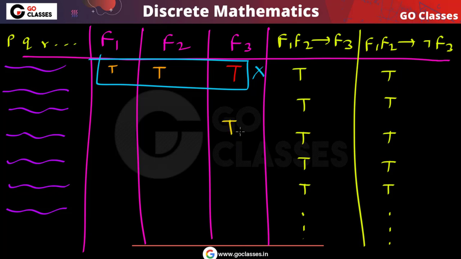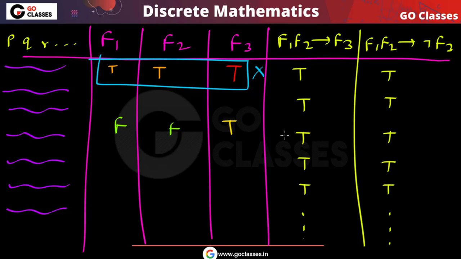So if f3 is true, then f1 and f2 can never both be true. You can never do this. So at least one of them must be false. At least one of f1 or f2 must be false. Correct? Now in this situation, everything is correct.